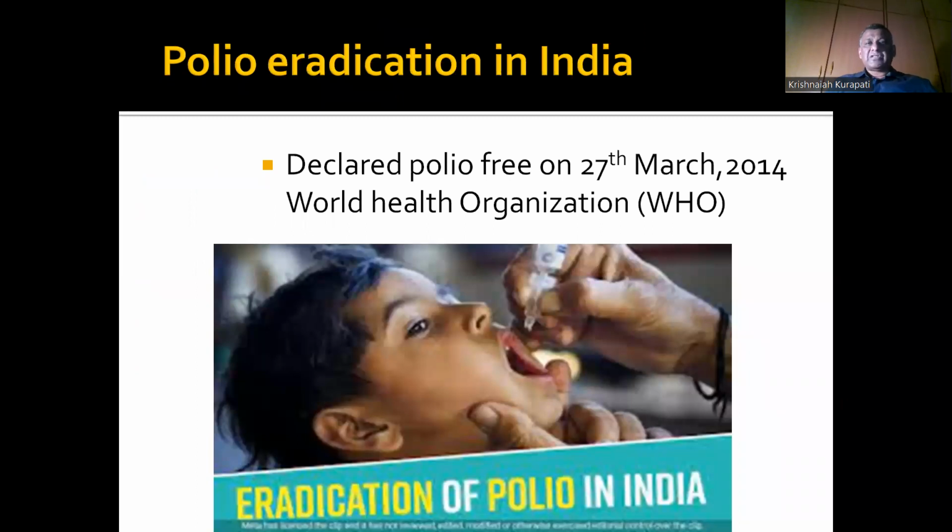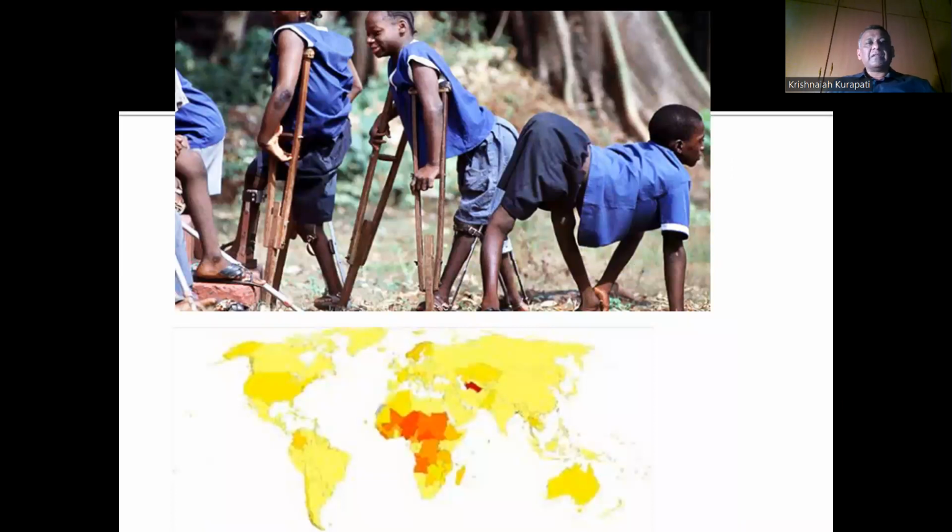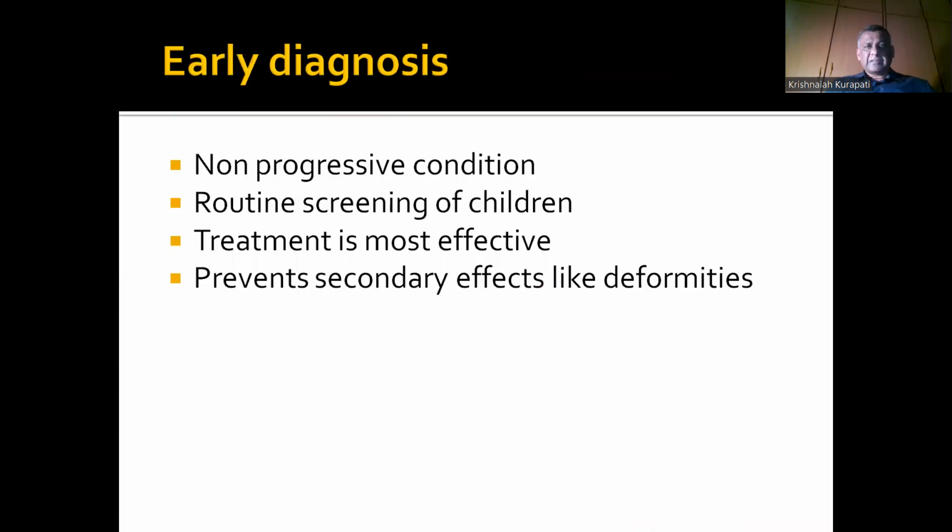Well, India has done extremely well. On the 27th of March 2014, the World Health Organization declared that India is completely polio free. So we don't have any children below 9 years with polio; if you see such deformity, it is cerebral palsy, not polio. Thanks to the aggressive eradication program, vaccination, etc., India is now polio free. However, this dreadful disease is still rampant in African countries, especially sub-Saharan African countries.